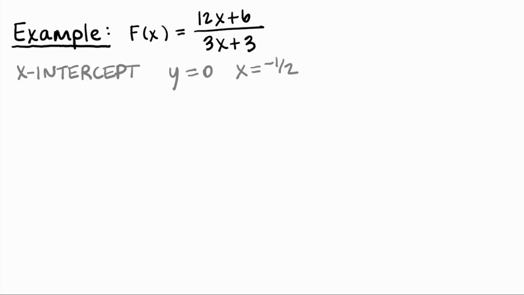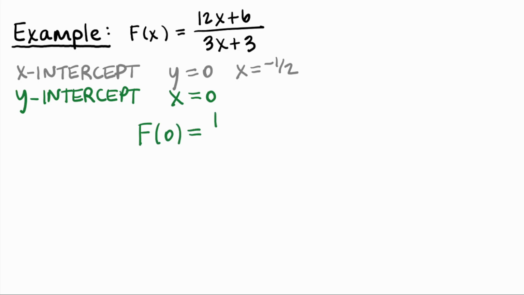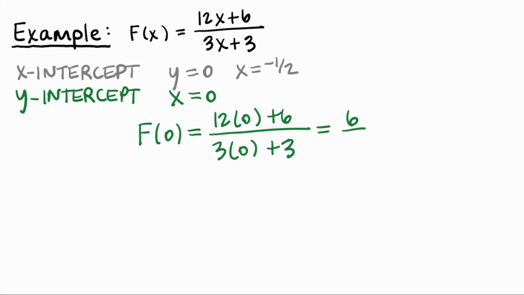I could also find the y-intercept. I'd find that by plugging in x equals 0, so I'd get f of 0 equals 12 times 0 plus 6 divided by 3 times 0 plus 3. And that's going to end up being 6 divided by 3, which is 2.